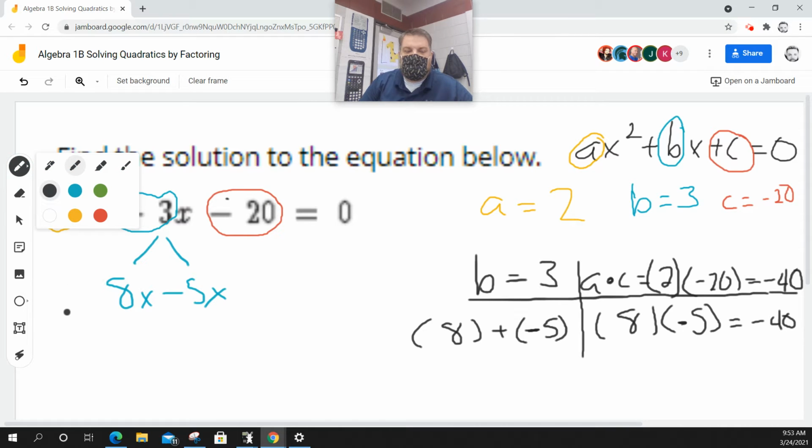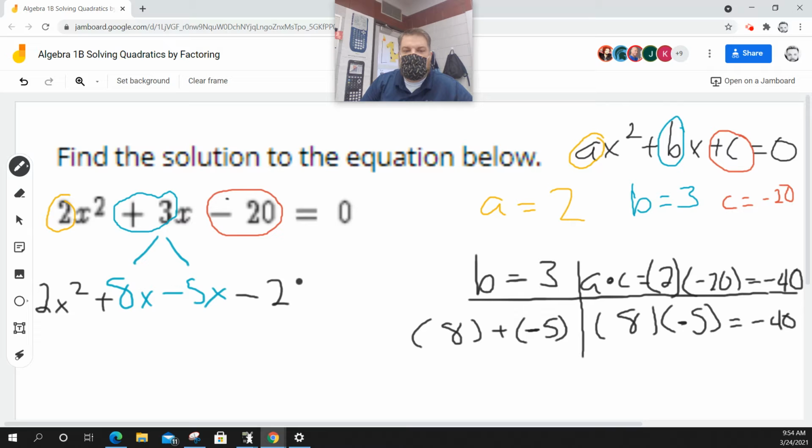Yeah. So from here, I'm just going to write down everything else that's left over. So this becomes 2x squared, just like it was before, and that's a plus 8x. And then minus 20, and all that stuff equals 0. So I'm going to draw my t-chart.